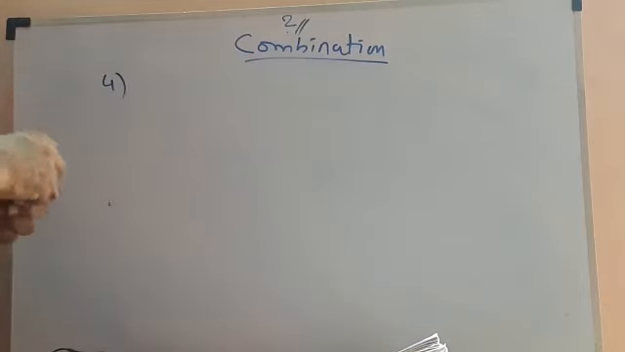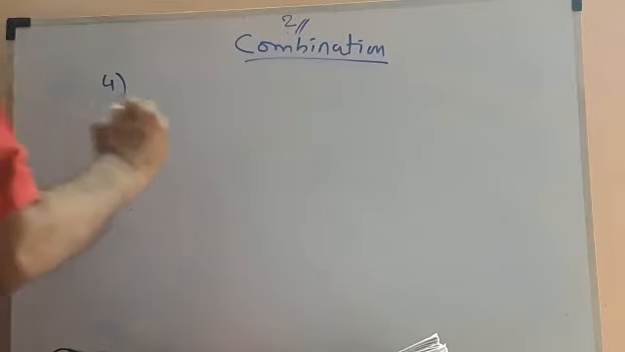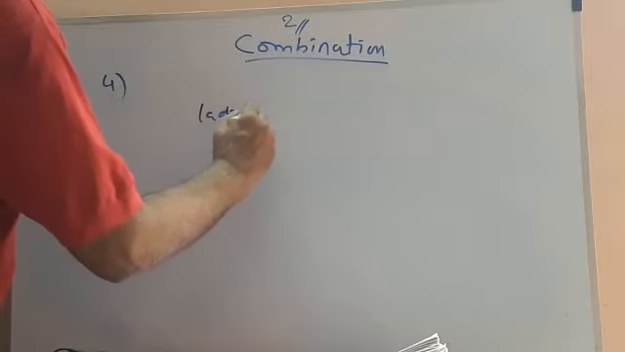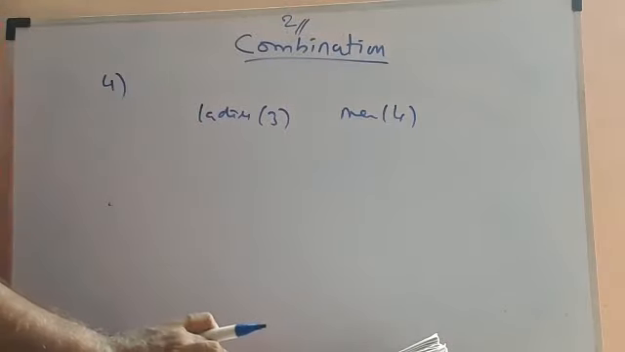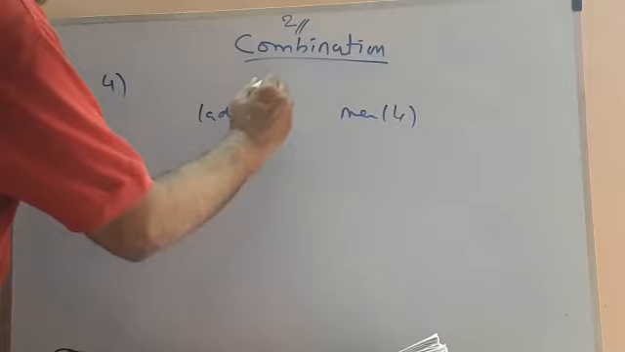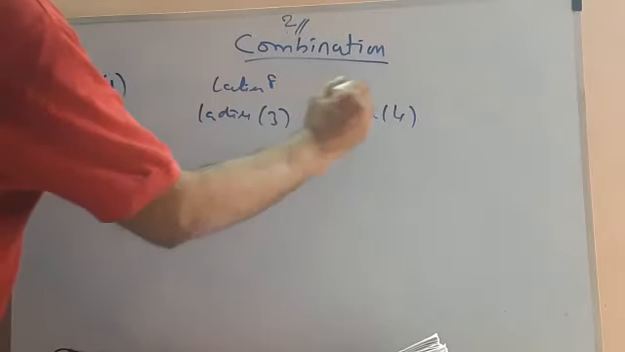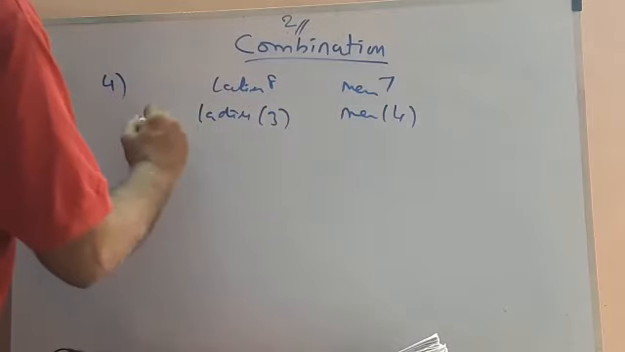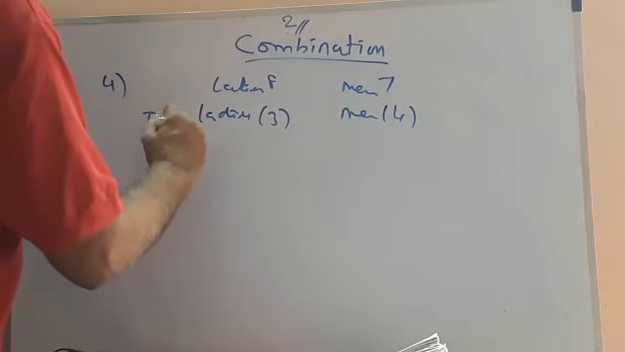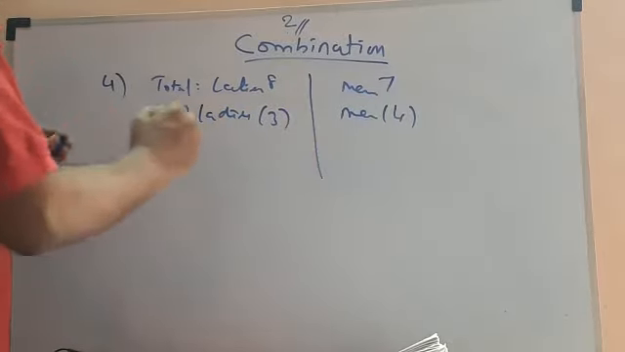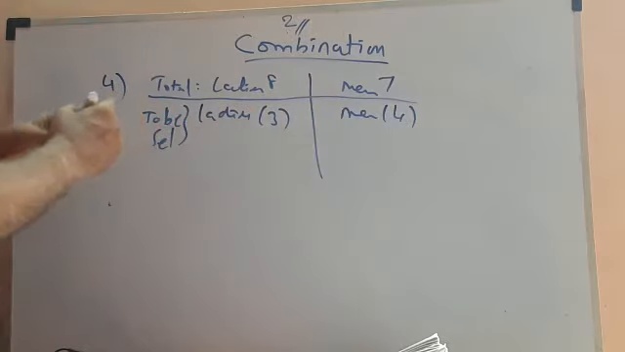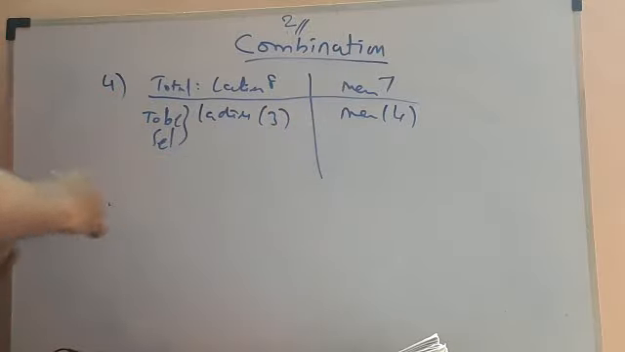Question number 4 from illustration. How many ways can a committee of 3 ladies and 4 gentlemen be selected? There are 8 ladies and 7 men available. This is the total available persons, right? So out of 8 ladies and 7 men, in how many ways can we select 3 ladies and 4 men?